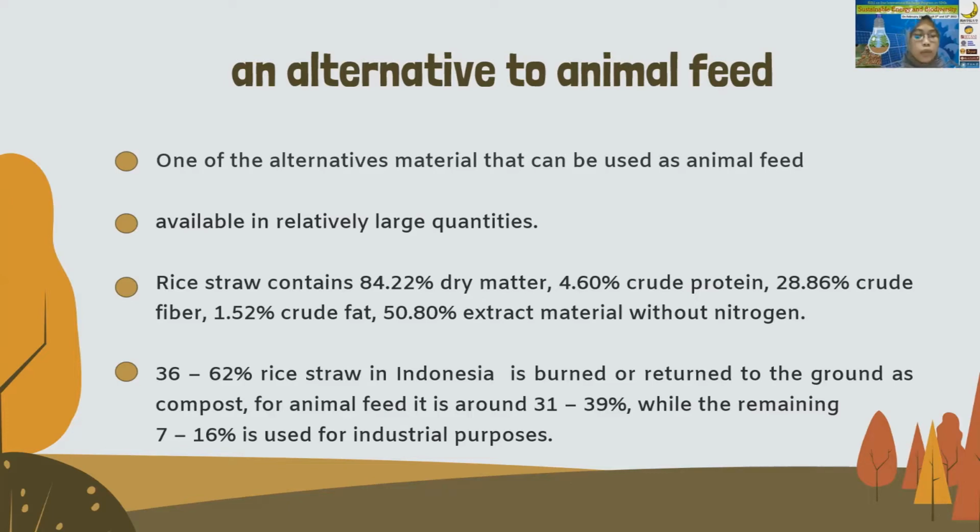And rice straw contains 84.22% of dry matter, 4.6% of crude protein, 28.86% of crude fiber, 1.52% of crude fat, and 50.8% of extract material without nitrogen. 36 to 62% of rice straw in Indonesia is burned or returned to the ground as a compost. And for animal feed, it is around 31 to 39%, while the remaining 7 to 16% is used for industrial purposes.